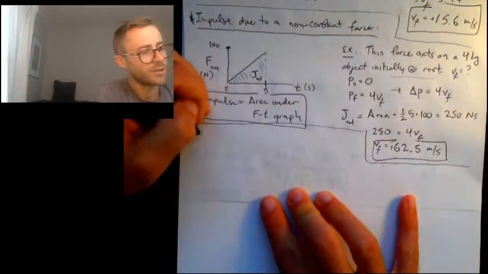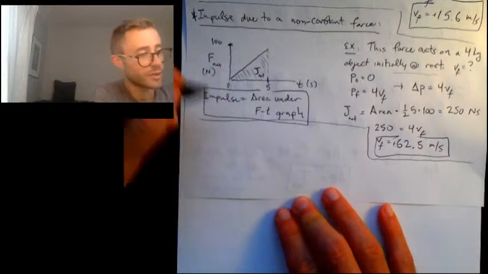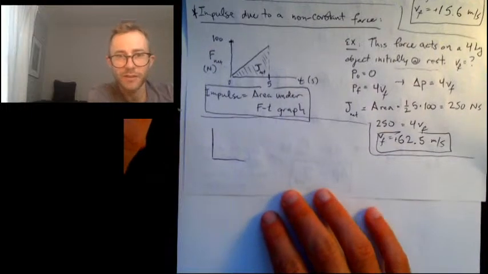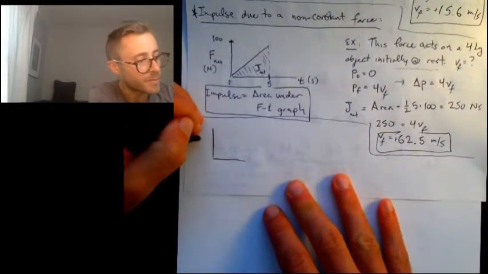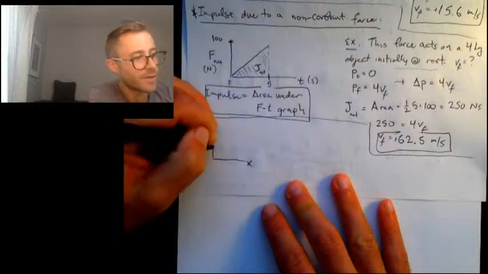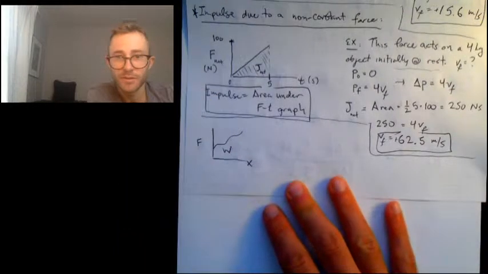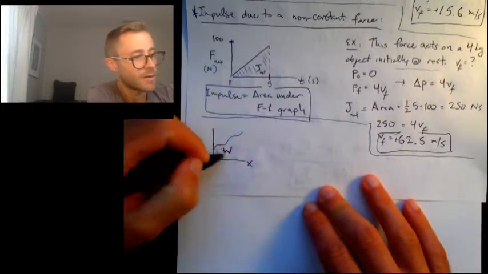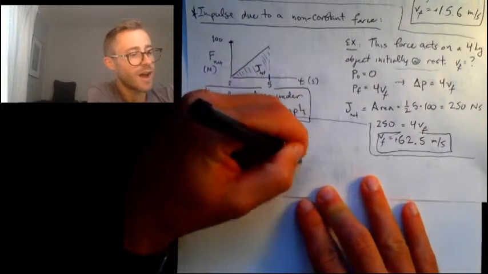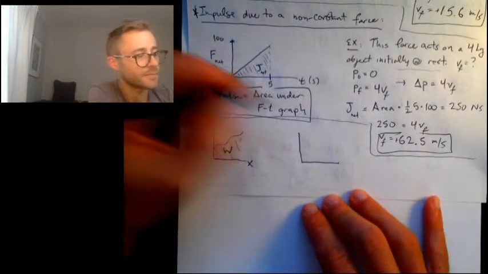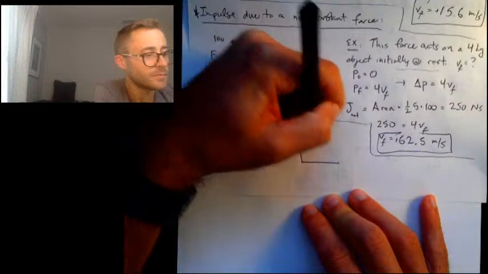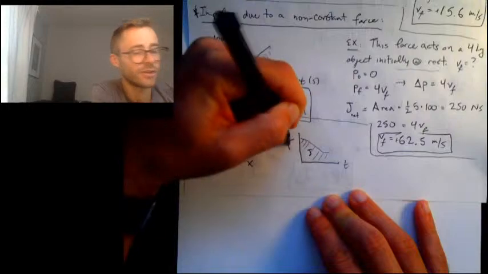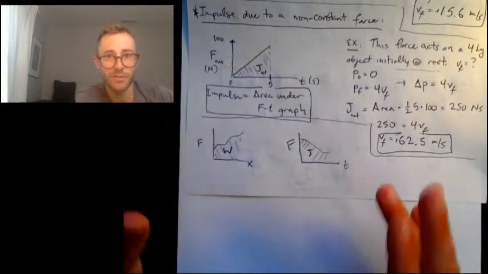So I did want to talk really briefly about work versus impulse. You might recall that work is the area under the curve of a force-position graph. That is work. If you have a force-time graph, then the area under the curve is impulse. So they're both areas under the curve, but they're areas under the curve of different graphs.